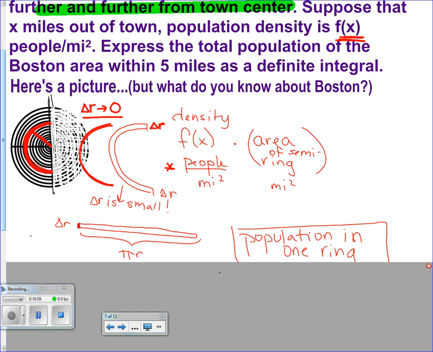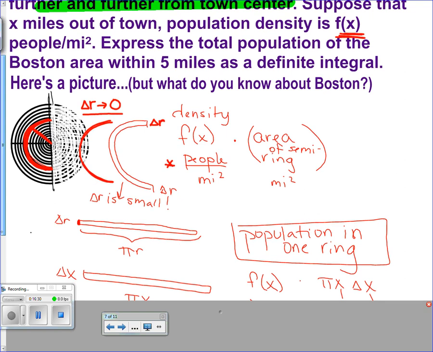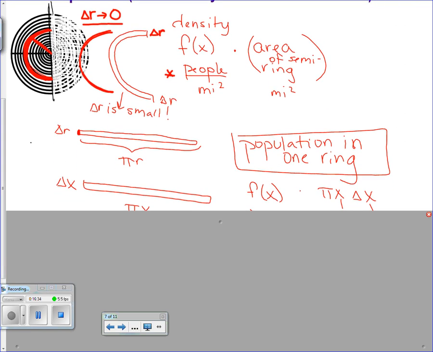Okay? So what we have to do is just express the area of that little tiny semi-ring, multiply it by the density, and we'll have the population in one ring. And there you have it. F of x times pi x times delta x. Isn't that cool? That's the population in one very, very thin ring.